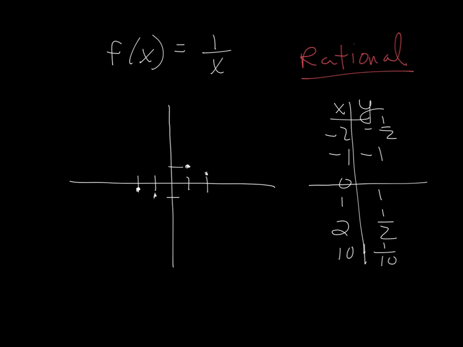What's happening here is this graph is getting closer and closer to that line there, to that x-axis, but never hitting it. And that's pretty easy to understand, I think. And the same thing's happening over this way with the negatives. If you plug in -10, you're going to get -1/10. So -10, -1/10, barely, just right below the x-axis there.